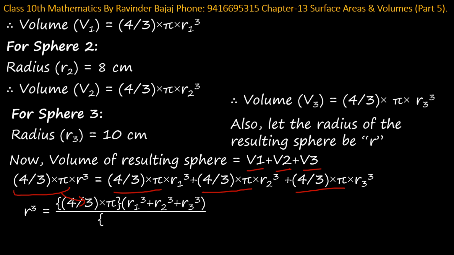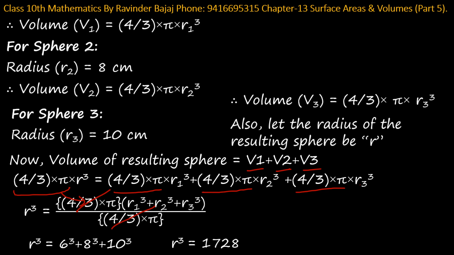R cube is equal to 4 by 3 pi into (R1 cube plus R2 cube plus R3 cube) upon 4 by 3 pi. So 4 by 3 pi is cancelled with 4 by 3 pi. What is left? R1 cube plus R2 cube plus R3 cube, and put the values of R1, R2, R3 given in the question. So R cube is equal to 6 cube plus 8 cube plus 10 cube.